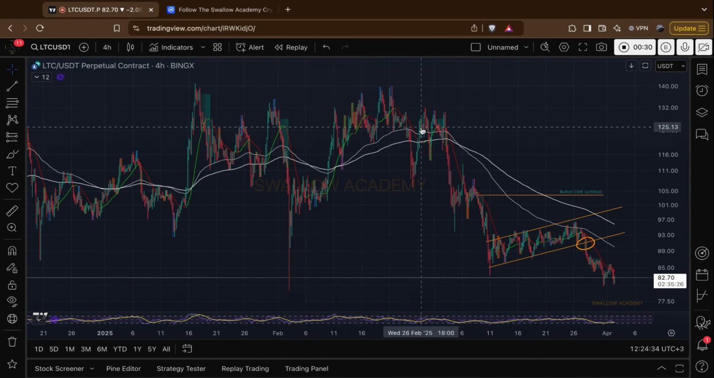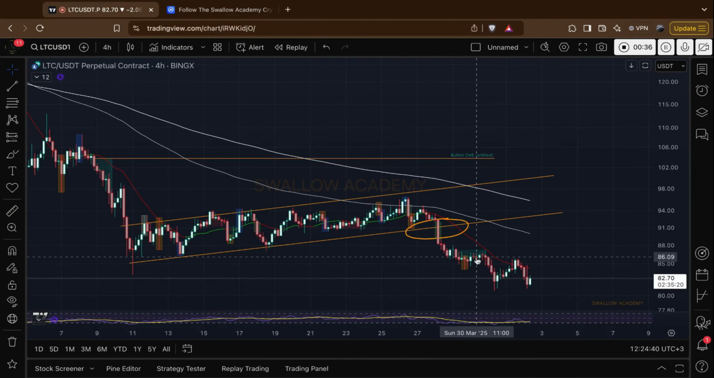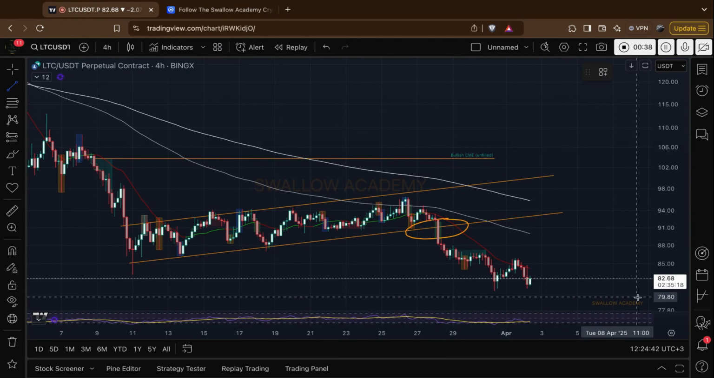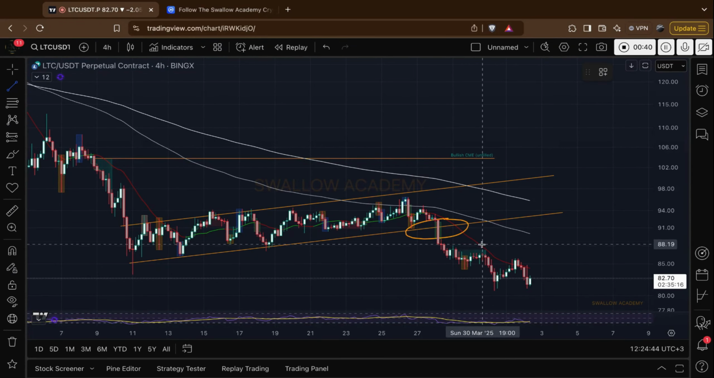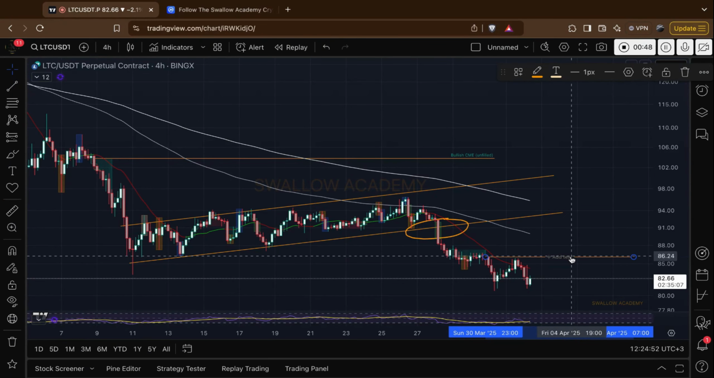Here is one CME gap, and here is another CME gap that hasn't been filled yet. So zooming in, I think you can see them both. Now, what we are expecting on this time frame, from this perspective, is a market structure break. So we're going to wait for it, and unless we see it, we are not going to enter into any long position.